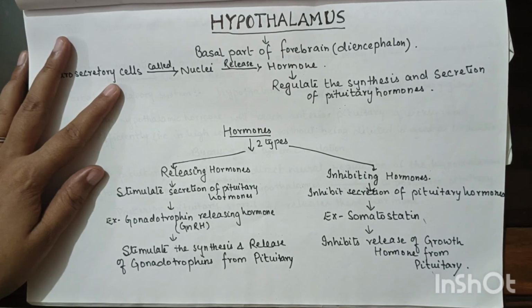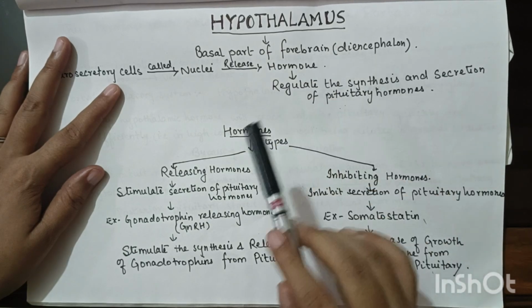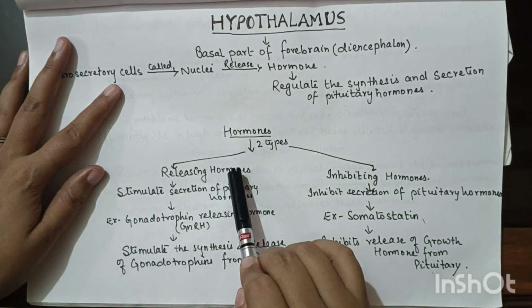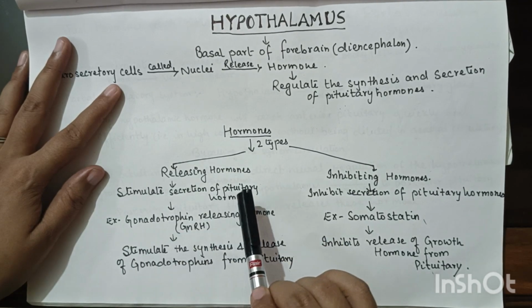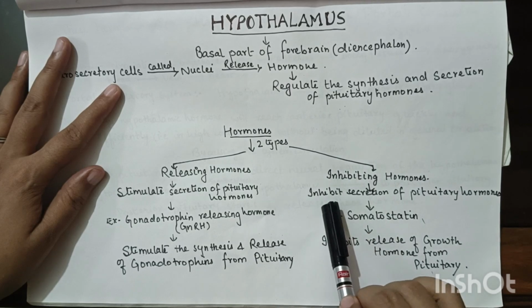So we got to know about the two types of hormones that are released by hypothalamus, the releasing hormones and the inhibitory hormones. The releasing hormones will stimulate the secretion of pituitary hormones, whereas the inhibitory hormones will inhibit the secretion of pituitary hormones.